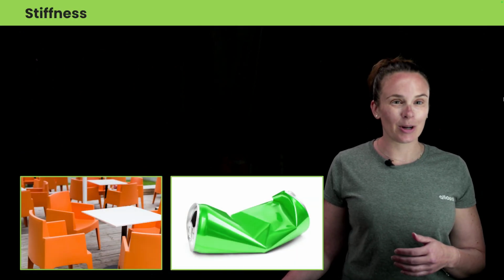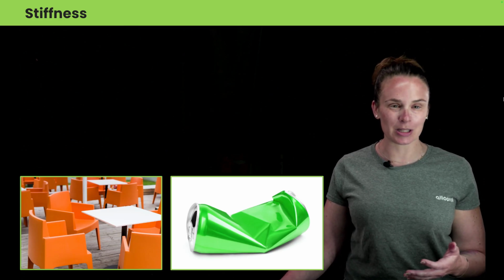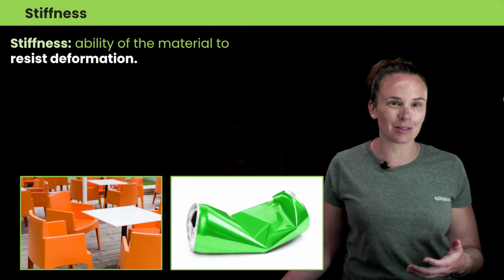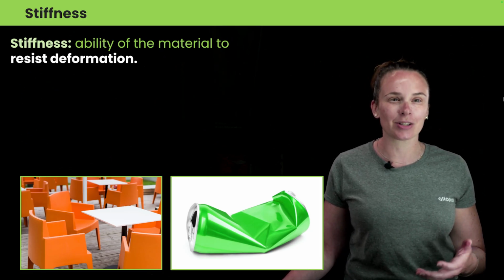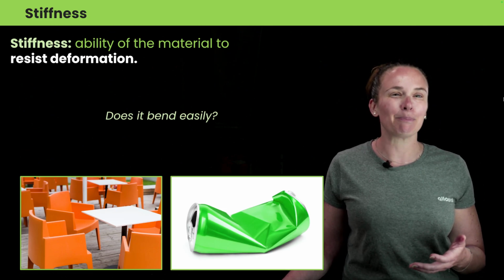So in the last question, I mentioned a couple of mechanical properties, and so we're going to explore them more in detail. The first one being stiffness. And stiffness is the ability of material to resist deformation. Now, whenever we're dealing with mechanical properties of materials, we can ask ourselves a question. This one, we can ask ourselves, does it bend easily?